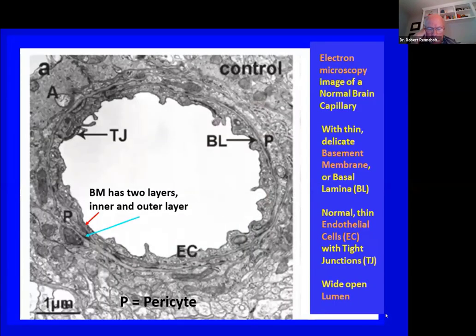We recently published an electron microscopy study of the brain microvasculature in 5 patients with Susac syndrome. This is an EM image of a normal brain capillary. Note the normal, thin, delicate basement membrane, also called the basement lamina, which has an inner and an outer layer and is normally quite thin. And also notice the delicate endothelial cells in the wide open lumen.